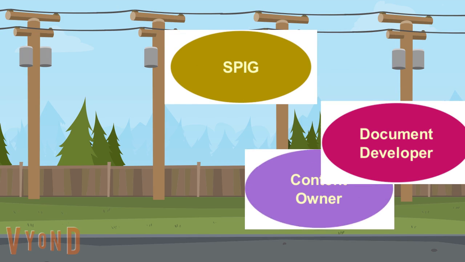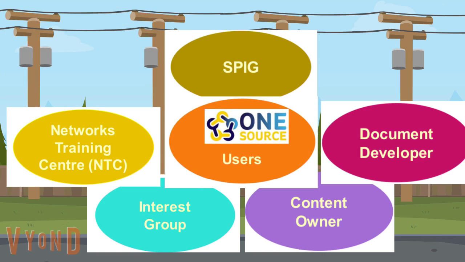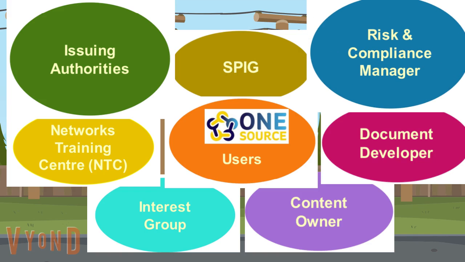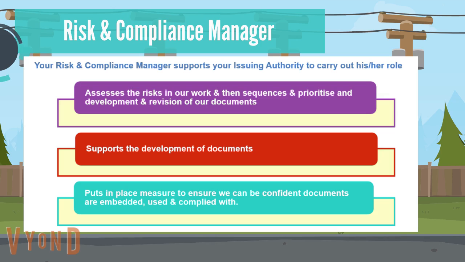First, I will describe two key roles, the Issuing Authority and the Risk and Compliance Manager. Your Issuing Authority is the head of your business line. He or she is responsible for ensuring that adequate policies, company standards and procedures exist for the activities carried out in their area of the business, and that these documents are embedded and complied with.